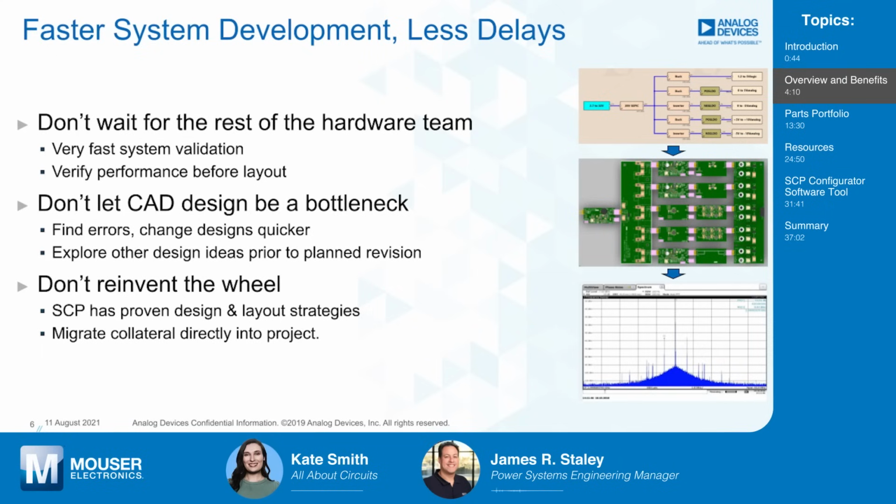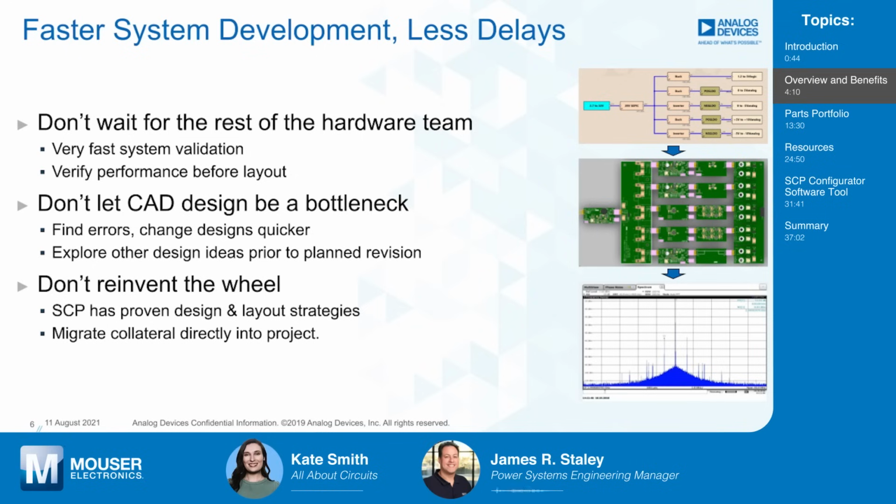We say with SCP, you can have faster system development with less delays. A couple of ways that's made possible: you don't have to wait for the rest of the hardware team. You can have very fast system validation with the SCP program, and you can verify the performance before it actually goes to layout. Since all of these boards use the best known layout for every particular chip, once you plug them all together as a complete system and see them working, you know what your performance benchmarks are going to be. You don't have to wait until it goes through CAD and comes back to start validating your power. You can validate your power before it ever goes to layout because each board already has the best recommended layout for that part. So you don't have to let CAD be the bottleneck.